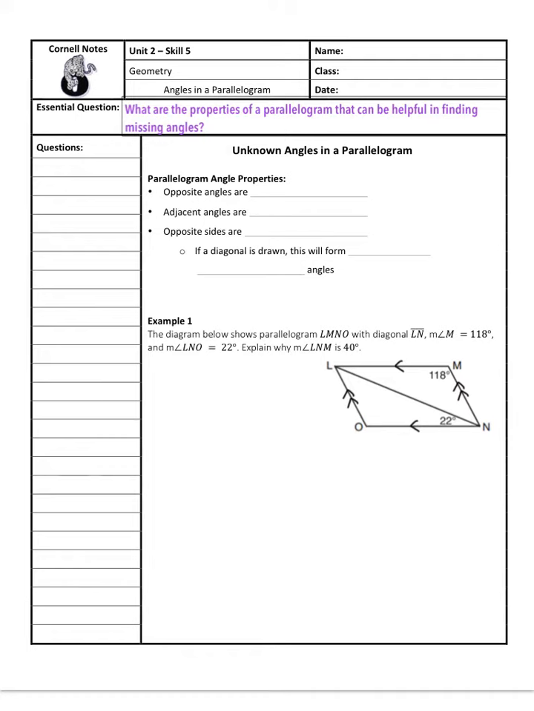So take a second and jot down your essential question for me here. It says, what are the properties of a parallelogram that can be helpful in finding missing angles? Like I said, there's a lot of parallelogram properties, but we're just going to focus in on 3 of them here that are key in finding missing angles in a parallelogram. So take a second to jot that down.